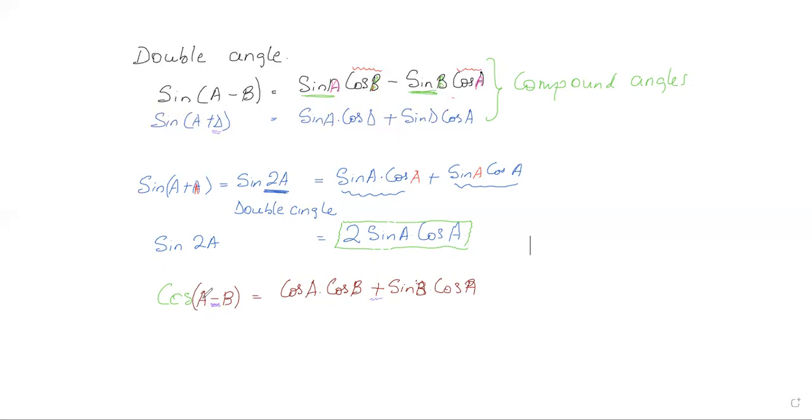Now let's see what happens if A was equal to B. Or let's say if I have the cos of A plus D, this will be the cos of A, the cos of D, minus the sine of A, and the sine of D. So on the top one is a mistake here. This is supposed to be the sine of A.